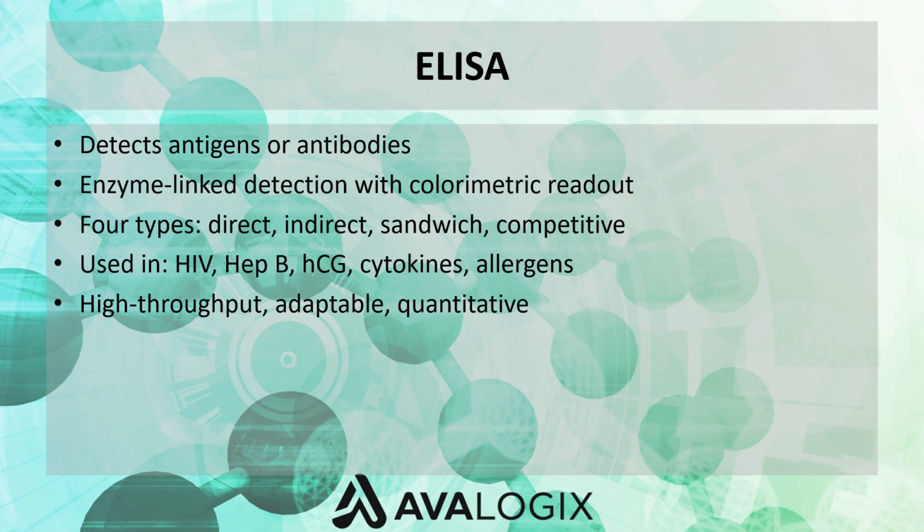ELISAs are used to detect HIV antibodies, hepatitis B surface antigens, allergens, hormones like HCG in pregnancy tests, and cytokines. They're also used to evaluate vaccine responses. Results can be read using a spectrophotometer, and high-throughput automation is common in diagnostic labs.